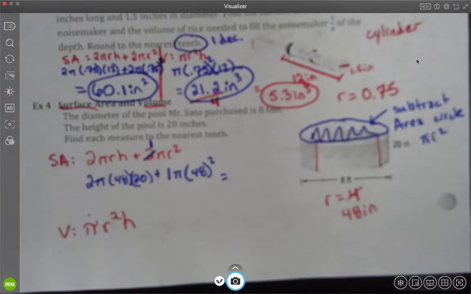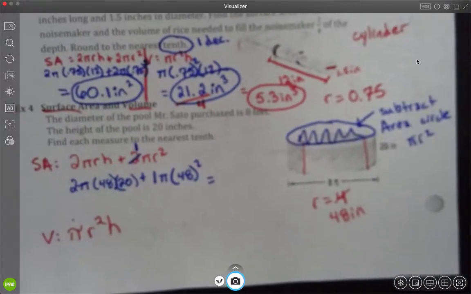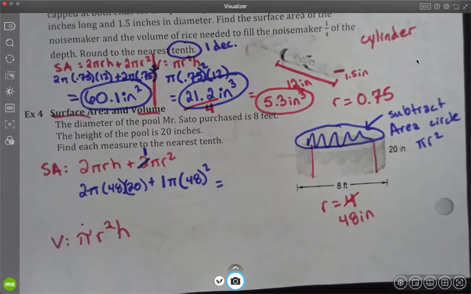I think this morning we converted, maybe it was yesterday, we converted to feet first. Oh, yesterday. We did your class. Yep. So yesterday when I taught this lesson, we converted to feet. It doesn't matter. You'll get an accurate answer regardless. So 2 times pi times 48 times 20 plus pi times 48 squared.